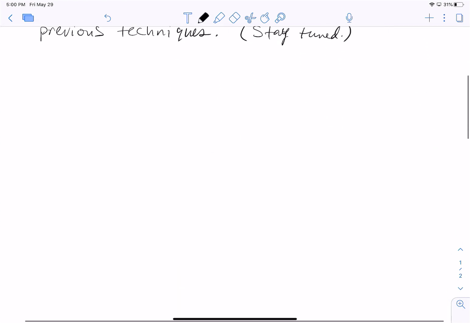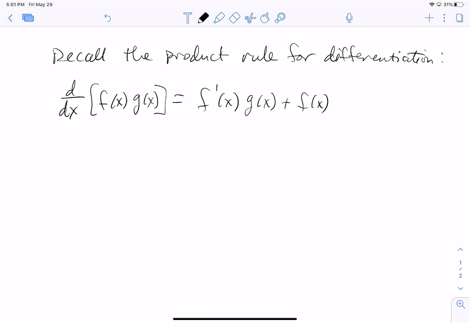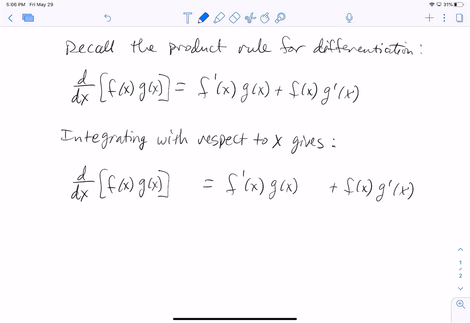The integration by parts formula begins with the idea of the product rule. So let's recall the product rule for differentiation. Using Leibniz notation and function notation, the derivative with respect to x of f of x times g of x is equal to f prime of x times g of x plus f of x times g prime of x. Integrating with respect to x gives that the integral of the product of f and g dx is equal to the integral of f prime g dx plus the integral of f g prime dx.